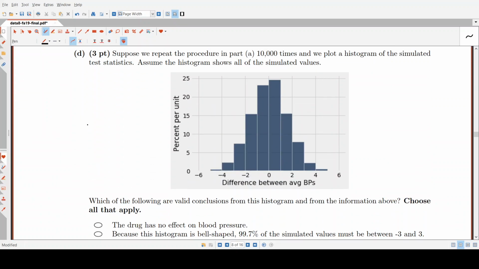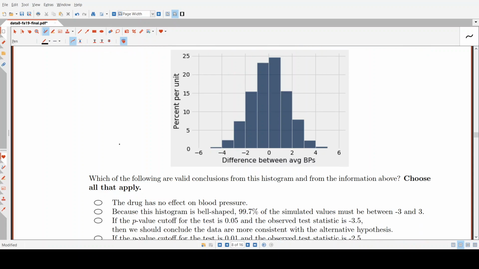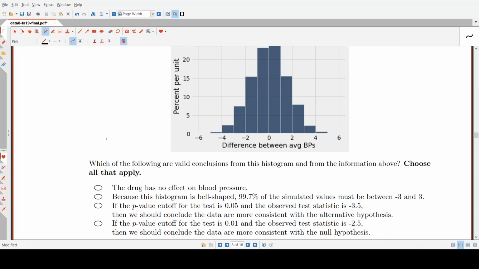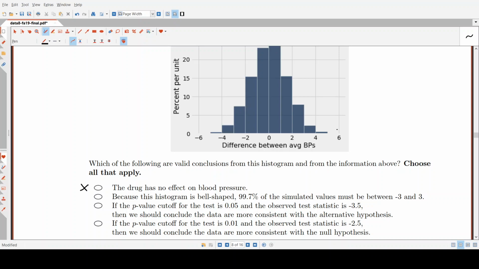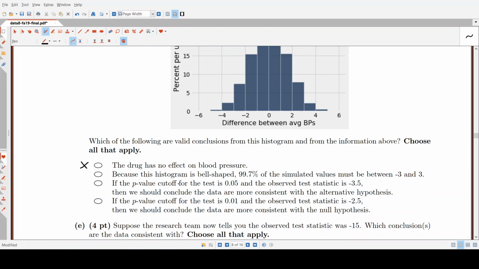Part D. Suppose we repeat the procedure 10,000 times and plot a histogram of simulated test statistics. Assume the histogram shows all the simulated values. Which of the following are valid conclusions from this histogram and from the information above? Choose all those that apply. Okay, so the first is that the drug has no effect on blood pressure. We do not know this because this histogram right here is only simulating under the null. Since we are not given an observed test statistic from the experiment, we can't say this for sure. Okay.